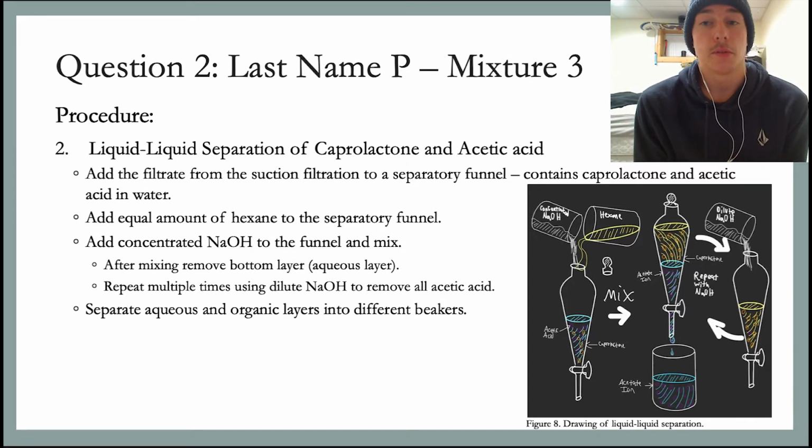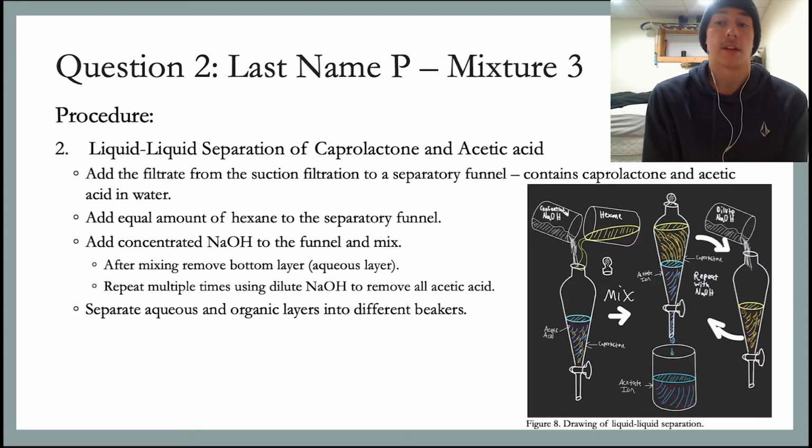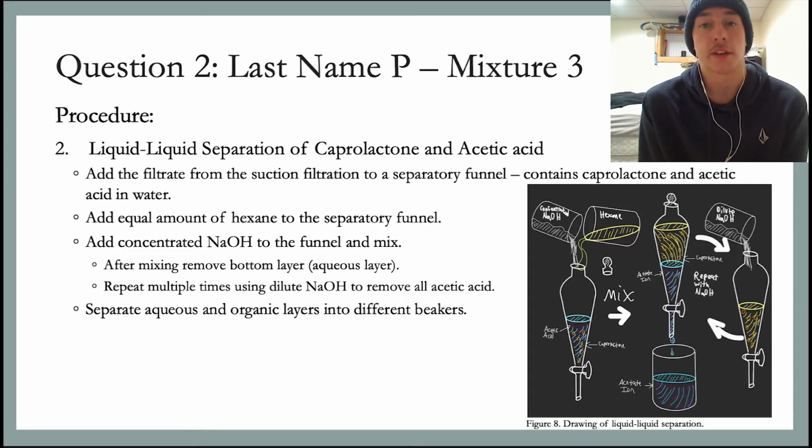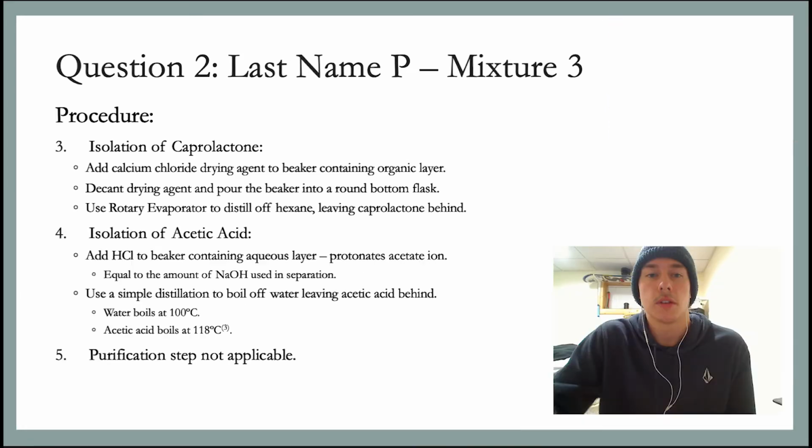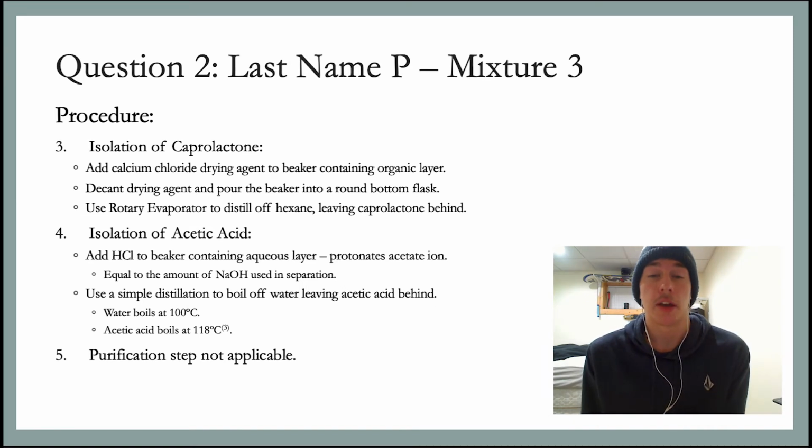After mixing, we remove the aqueous bottom layer into a beaker and repeat with dilute sodium hydroxide multiple times, adding the sodium hydroxide, mixing, and removing the aqueous layer to ensure that we remove all the acetate ions out of the separatory funnel. Then we'll combine all the aqueous layer collections into one beaker and empty the organic layer into a separate beaker. Which brings us to the next step, where we isolate both compounds from their solutions.